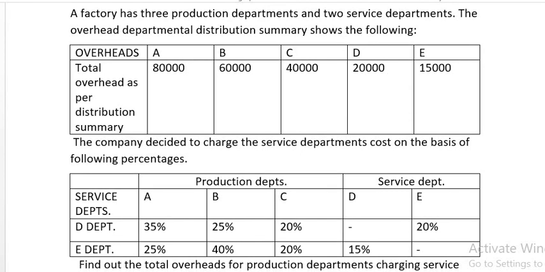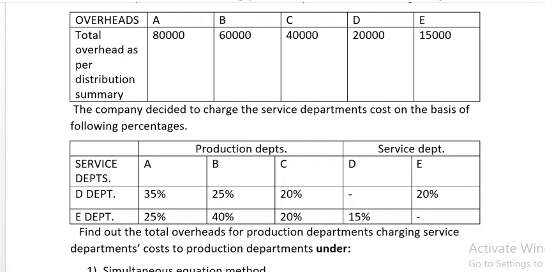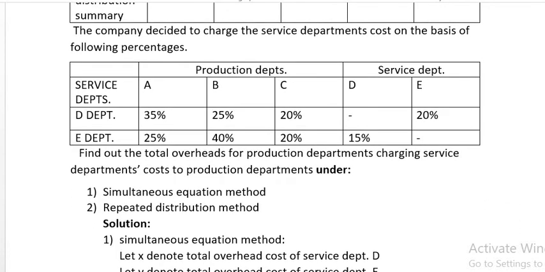Total overhead as per the primary distribution is given: 80,000 for department A, production department B is 60,000, C is 40,000, service department D is 20,000 and service department E is 15,000. The company decided to charge the service department cost on the basis of the following percentage. So this is the percentage given in the problem.